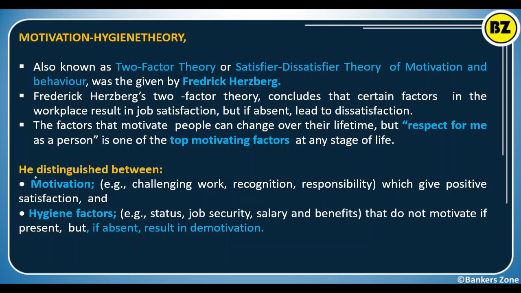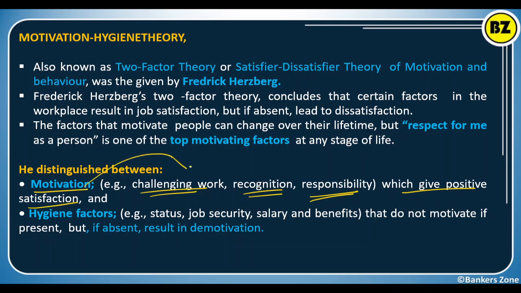Now, he distinguished between... who do I mean? The theory given by Frederick Herzberg. He has distinguished between two factors: one is motivation and the second is hygiene. So what did he distinguish? Motivation, what do you mean by it? Motivation means simply challenging work, recognition, responsibility, which give positive satisfaction.